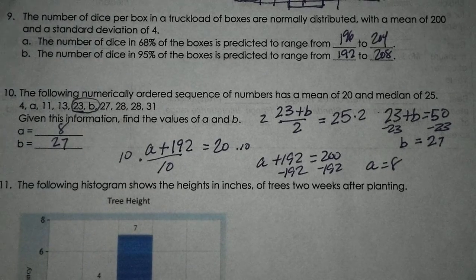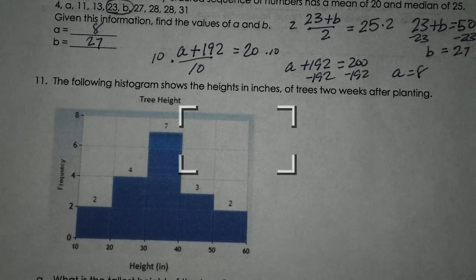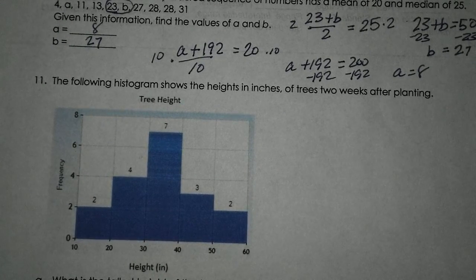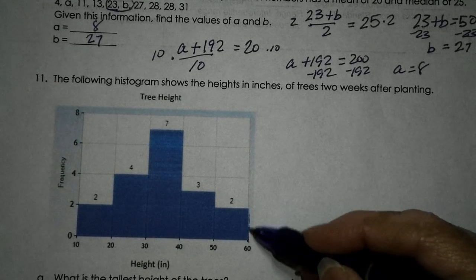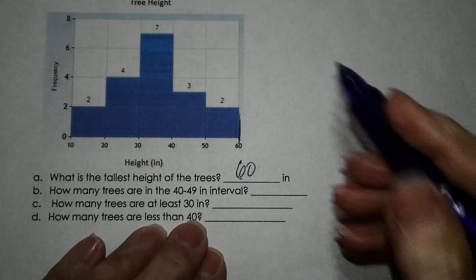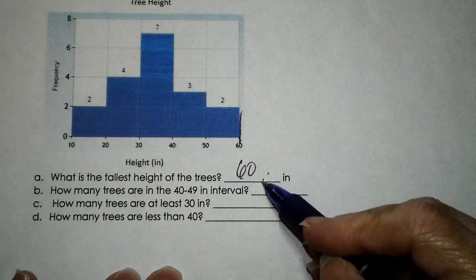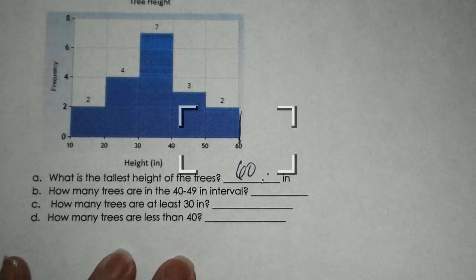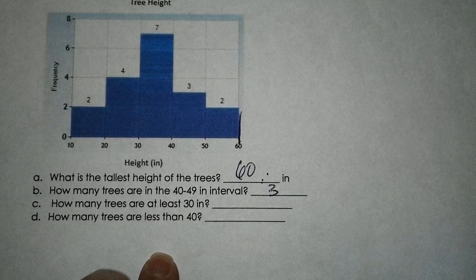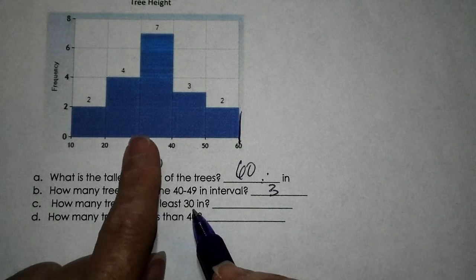All right, number 11. The following histogram shows the height in inches of trees 2 weeks after planting. What is the tallest height of the trees? Well, if this is height down here, the tallest height is 60 inches. Right? So height is here on the bottom, so 60. How many trees are in the 40 to 49? So that's here. So there are 3. How many trees are at least 30 inches?